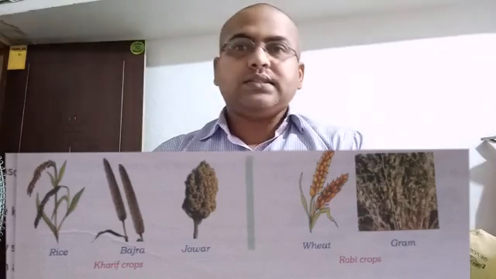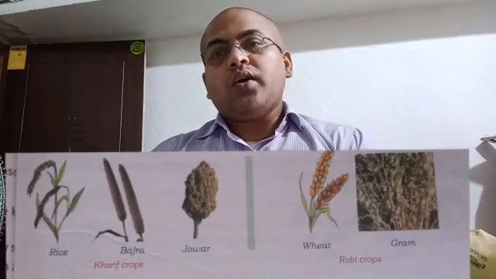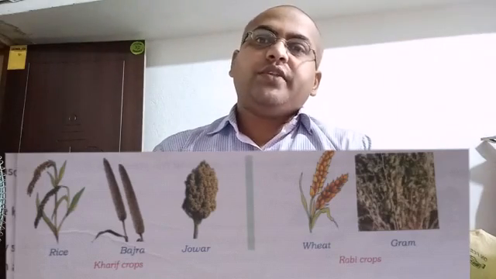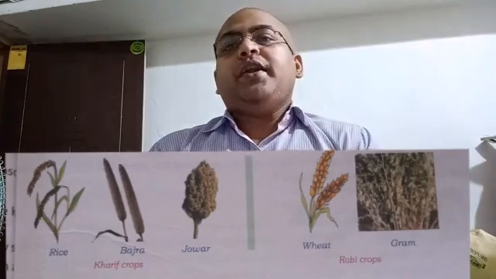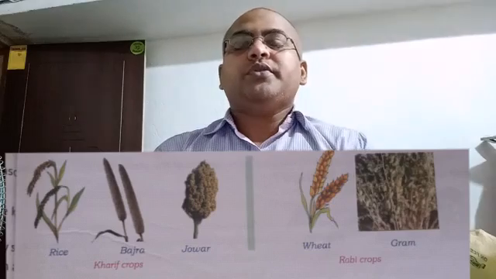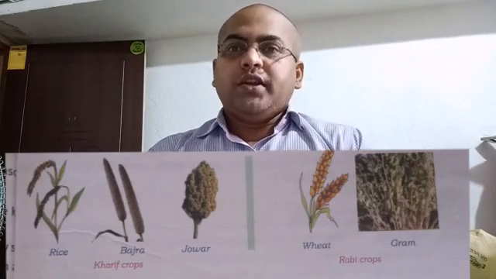Next question, seasons. So we already discussed that in different seasons different types of plants grow, and depending upon the season we divide the crops into two, rabi crops and kharif crops.